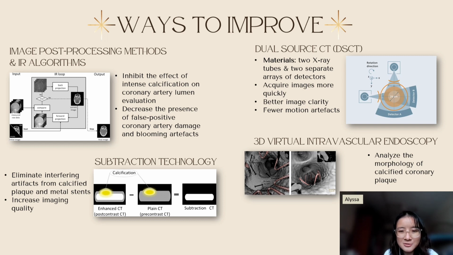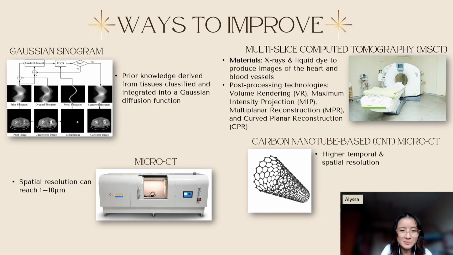We can also use 3D virtual intravascular endoscopy, which can analyze the morphology of calcified coronary plaque. The next one is by using Gaussian sinogram, which uses prior knowledge derived from tissues classified and integrated into a Gaussian diffusion function. The next one is by using multi-slice computed tomography.